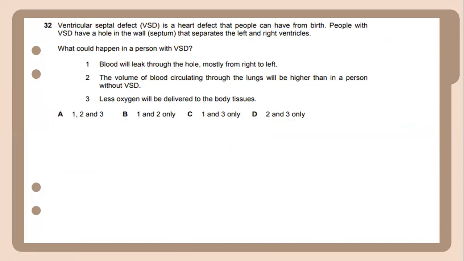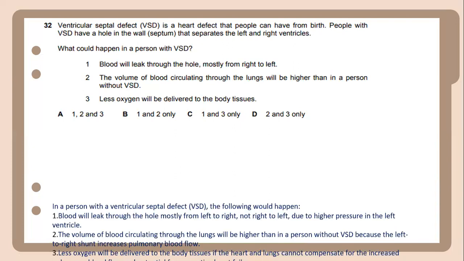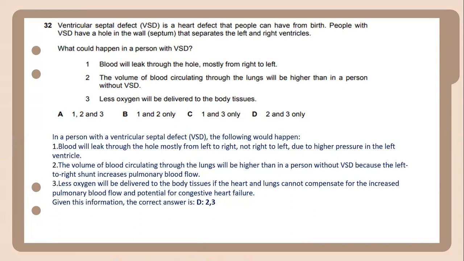And ventricular septal defect, or VSD, is a heart defect that people can have from birth. People with VSD have a hole in the wall, the septum, that separates the left and the right ventricles. And what would happen in a person with VSD? In a person with VSD, the following will happen.